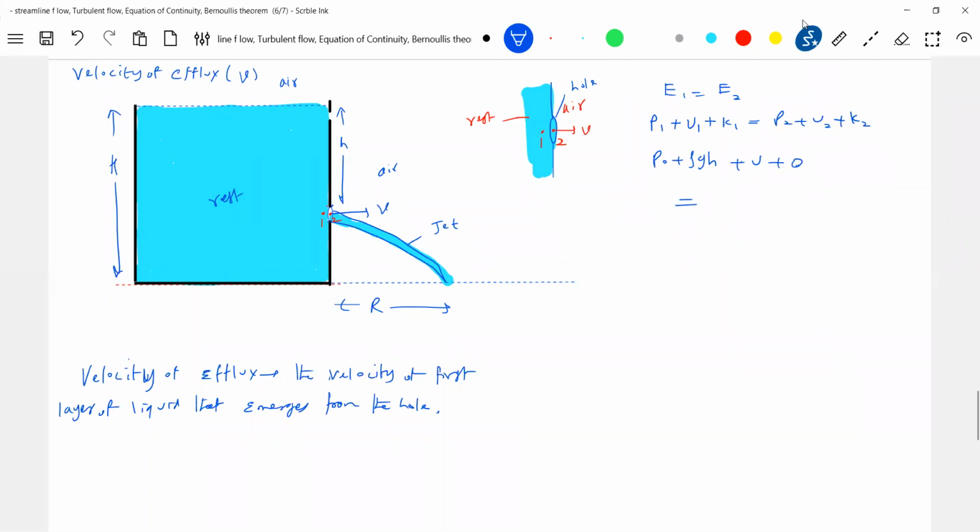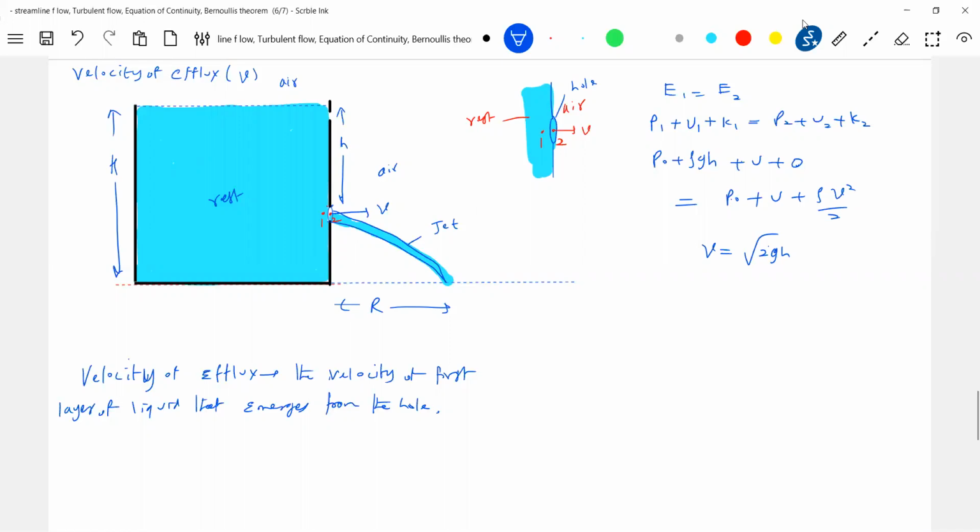Pressure at 2. 2 is exposed to air, no? Will I agree? Everywhere here is air. So the moment you open the hole, what happened? The layer of liquid which is at the hole will be exposed to the atmosphere. So therefore the pressure at 2 should be P0, and it will rush with a velocity v. So kinetic energy per unit volume is rho v squared by 2. So everything will get cancelled out. So v is equal to root of 2gh.